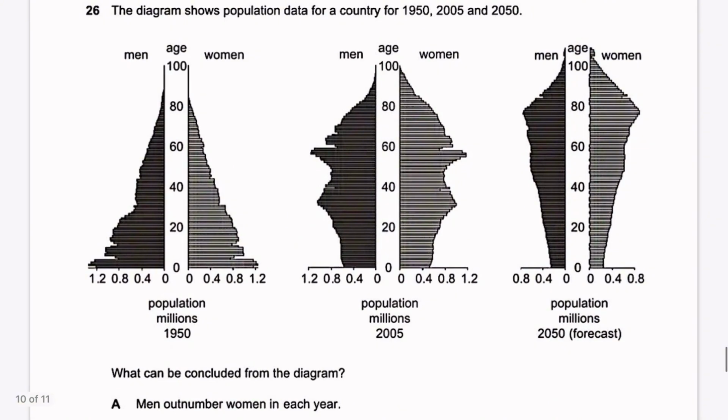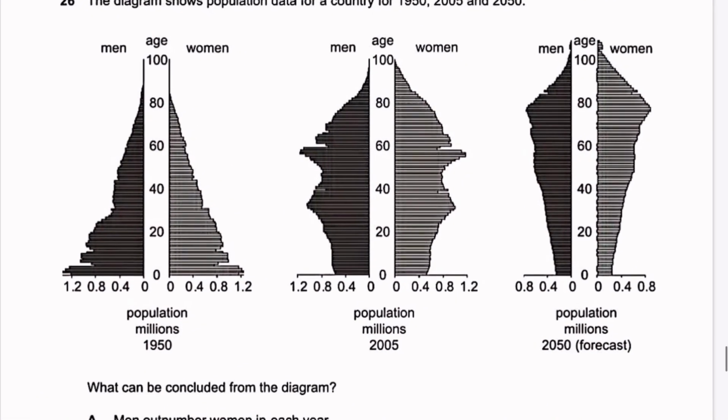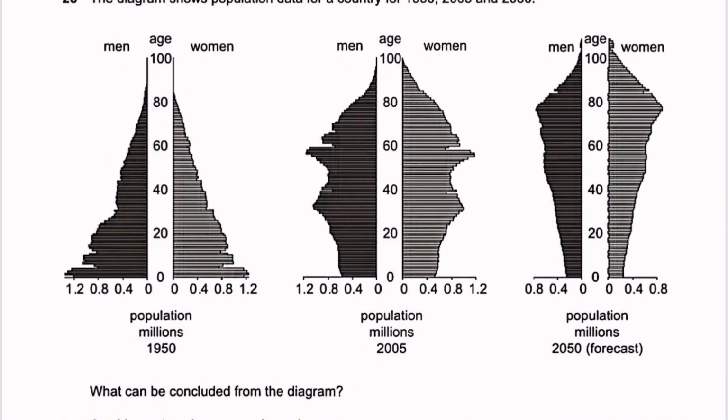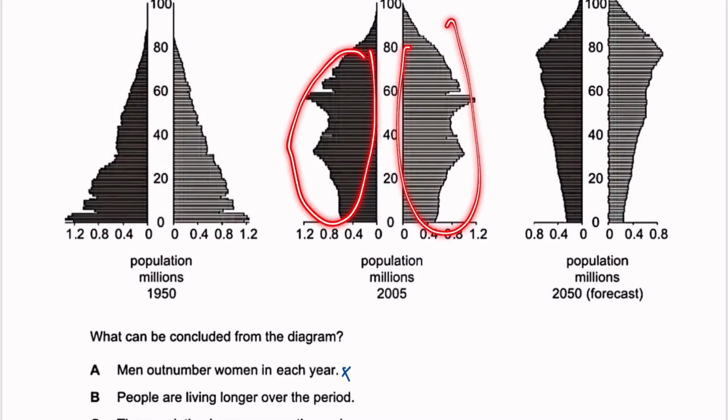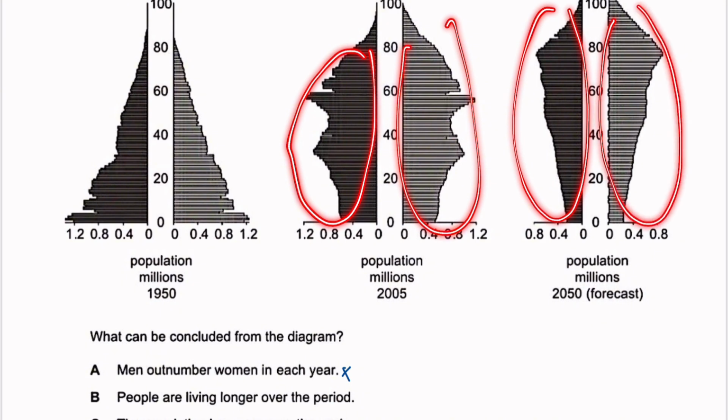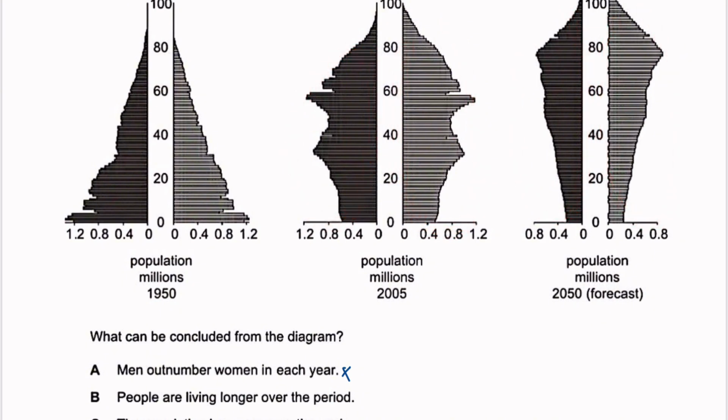Okay, question 26. The diagram shows population data for a country for these 3 years. Okay, let's see the options. What can be concluded from the diagram? A. Men outnumber women in each year. No, we can observe the trend. It's actually almost similar. You compare both sides, right? Both sides almost similar. This one's almost similar also. So yeah, A is not the answer.